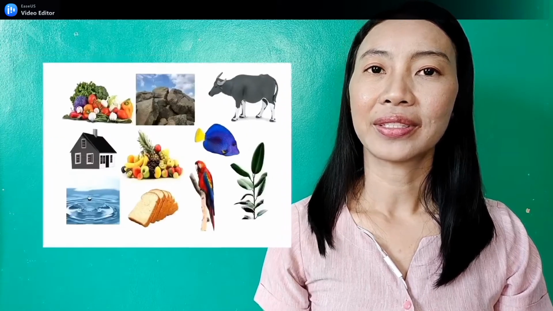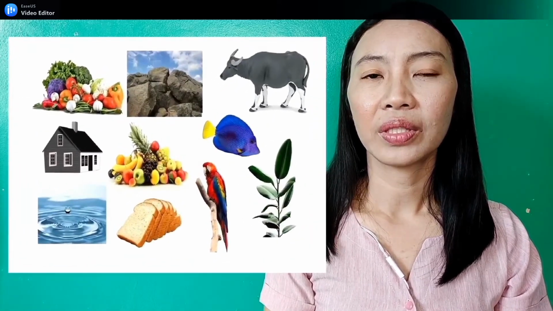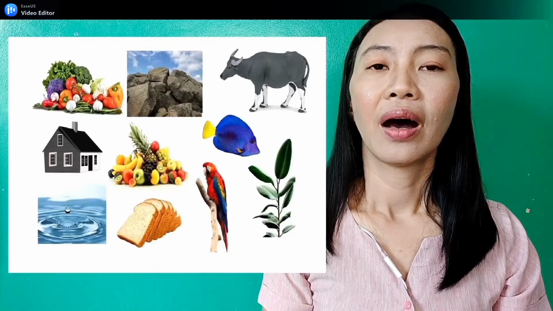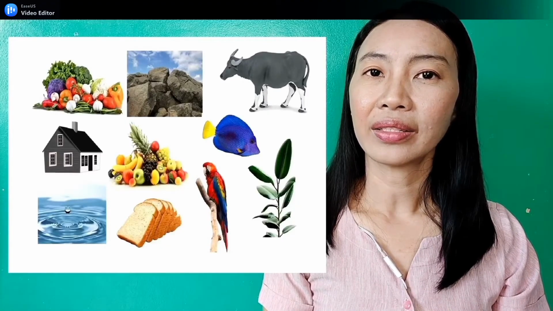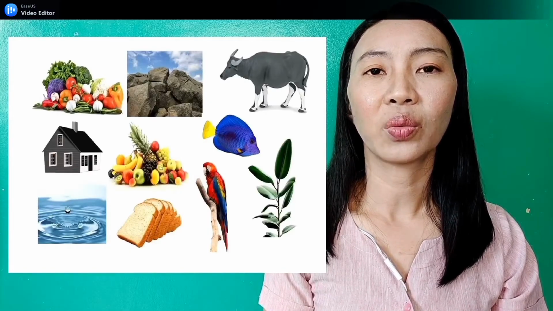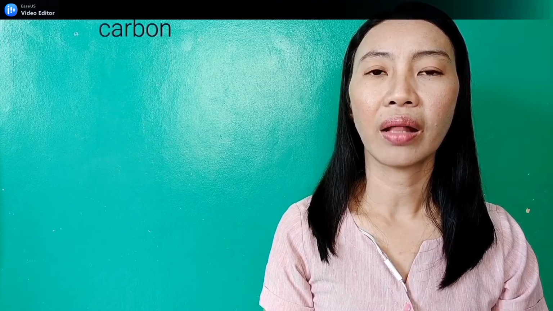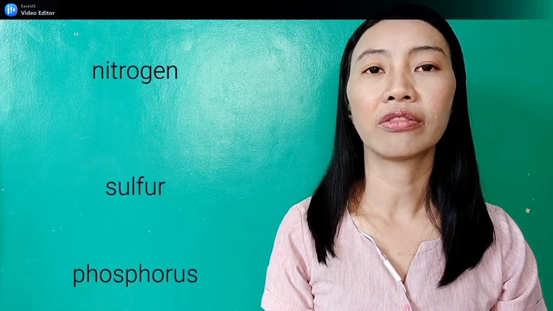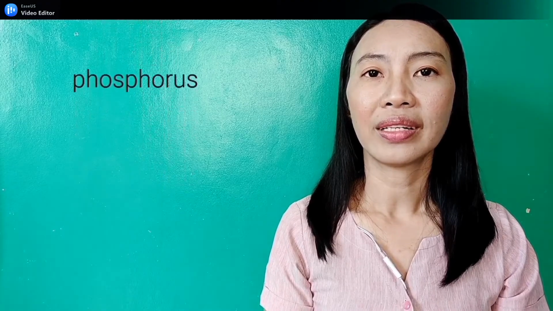Look at the pictures. Can you tell which are considered organic and which are not? All of the objects are considered organic except the rocks, the house, and water. The term organic describes chemical compounds that contain carbon and other elements such as hydrogen, oxygen, nitrogen, sulfur, or phosphorus. All organisms, even bacteria, contain carbon-based compounds, making them organic.